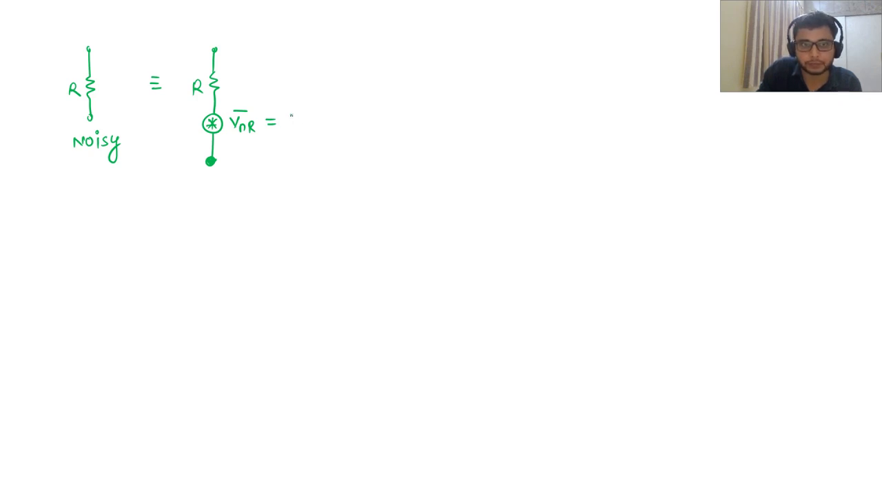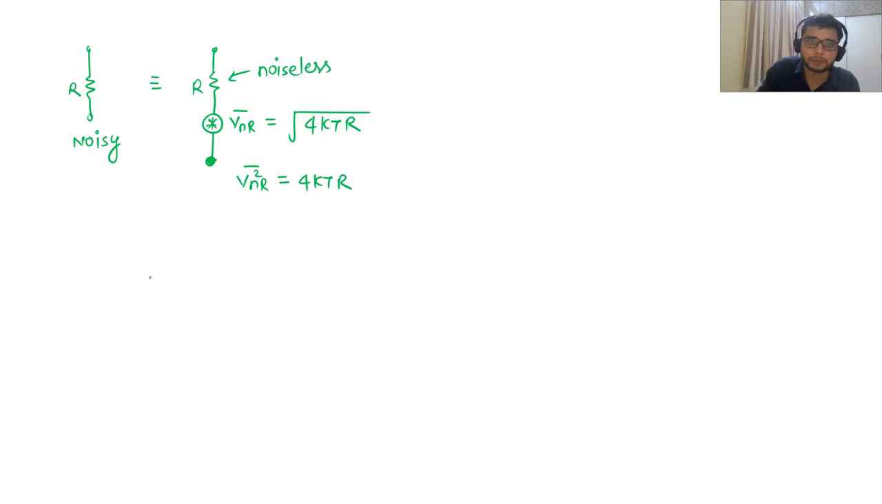For the resistors, if it is a noisy resistor and we want to model it with a noise voltage, the mean square value for the resistor's noise is 4kTR. This is one way of modeling the noise for the noisy resistor. Now the resistor is noiseless because we have extracted out the noise source.